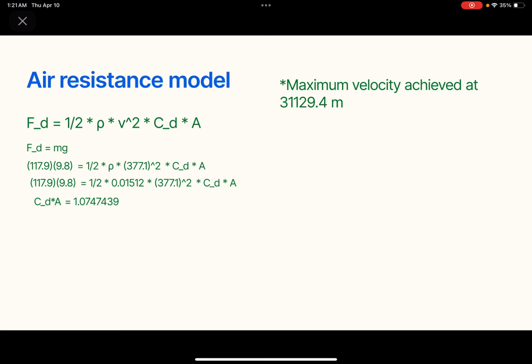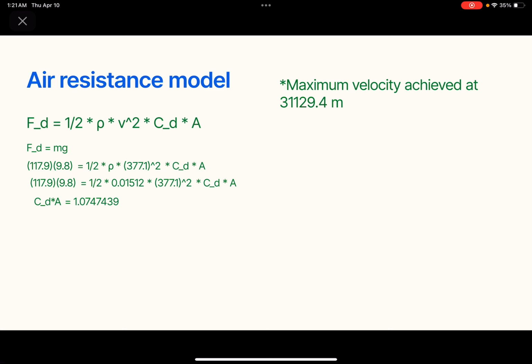2,567 meters. So the air resistance model I'm using is the force of drag is equal to 1/2 times rho, which is air density, times velocity squared, times the drag constant, times the surface area for drag. So the force of drag is equal to mg, because if they cancel out, there's no acceleration, so you're able to find it when he reaches terminal velocity.